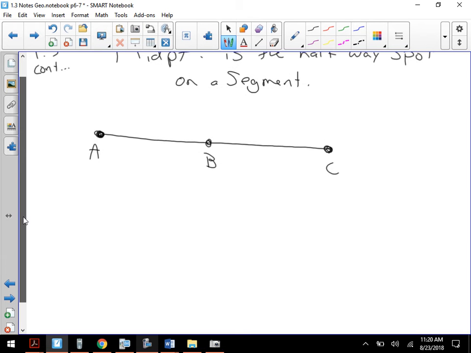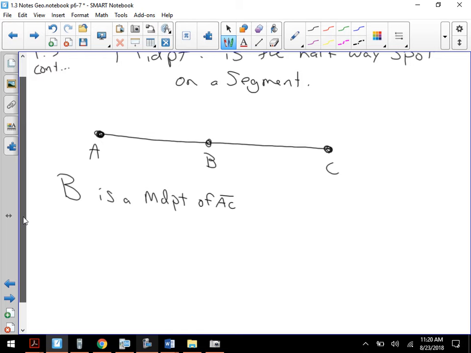For example, if I say that B is a midpoint, I'm guessing nobody flinched when I used MDPT for midpoint, so I'm assuming you guys are okay with me abbreviating it like that. Does that make sense? So if I say B is a midpoint of AC, that means the segment AB and the segment BC have to be equal to each other. So what midpoints do, they create two equal segments.